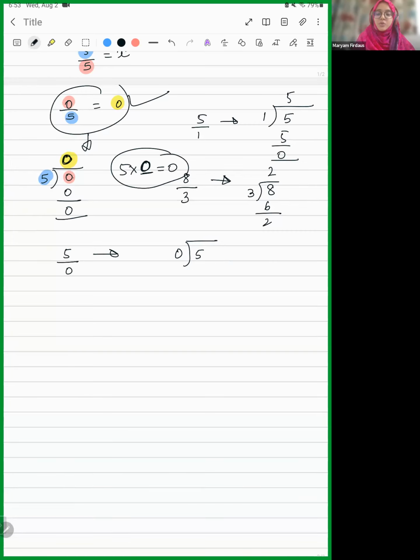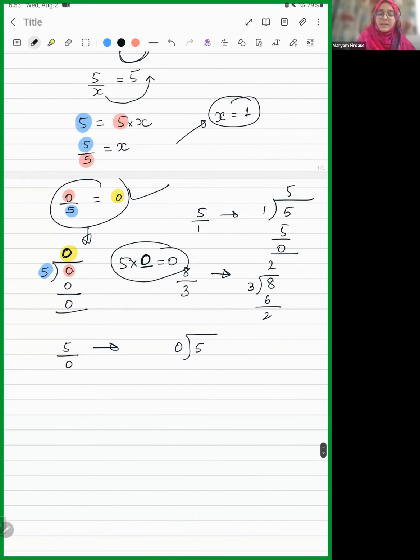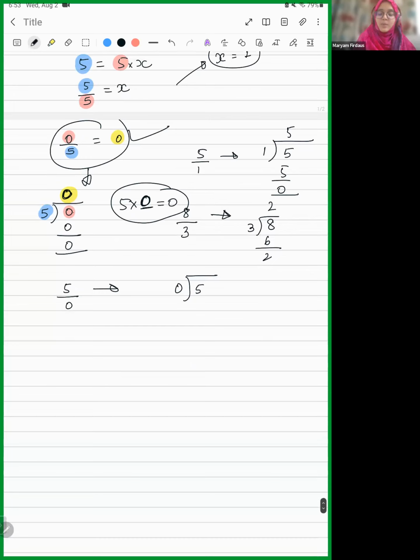You will never be able to reach this number that is given over here. What are we supposed to do in our division? When we are dividing, our divisor is supposed to reach the dividend. But we will never be able to reach this number when we are doing 5 divided by 0, because the truth is you can never divide any number by 0. Is that clear?